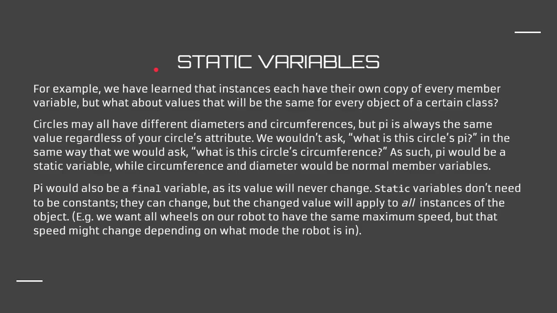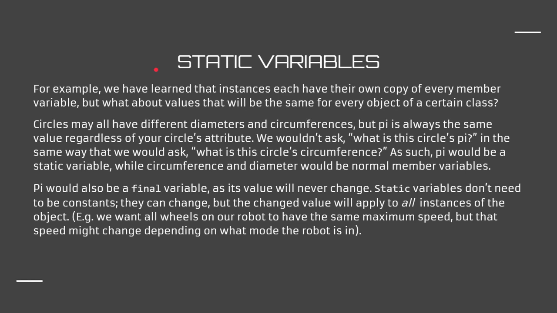that object. So for another example, let's say we have wheels on our robot, of course, and let's say we want all wheels to have the same maximum speed, because if they had different maximum speeds, then if we used a percent control style, it would never be able to go straight. So we want them all to have the same maximum speed. But that speed might change depending on what mode the robot is in.